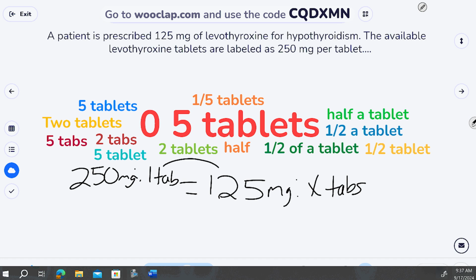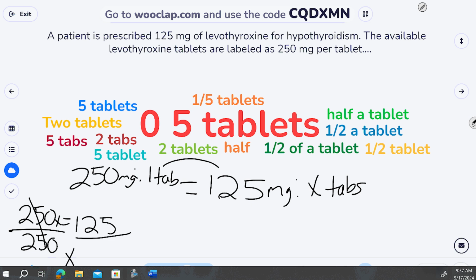That's our correct setup. 1 times 125 is 125. 250 times X is 250X. X equals 125. Look at this. Divide by 250 to get rid of it, because that means 125 divided by 250. So now we're telling our calculator, hey, see how many times 250 goes into 125, and it doesn't go in evenly. It goes in only half, 0.5. So X equals 0.5.